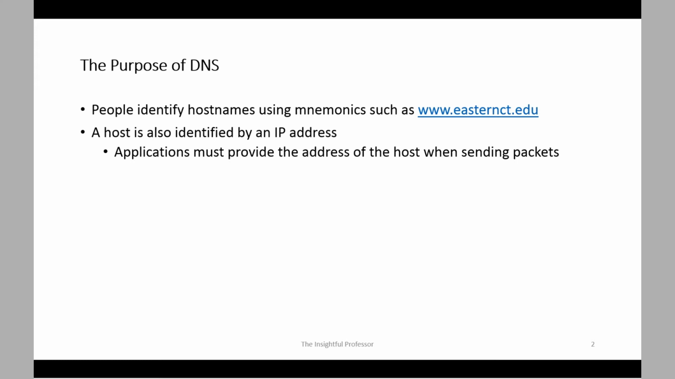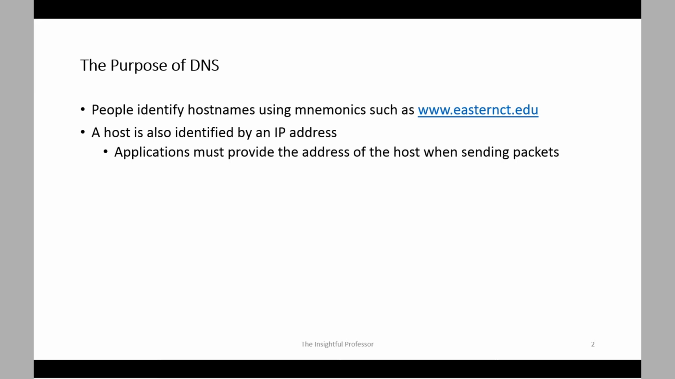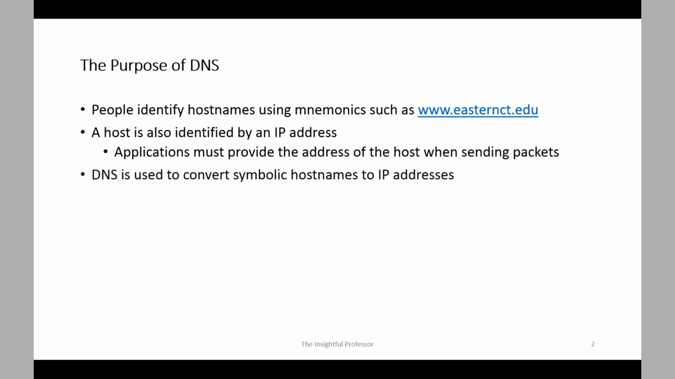Even when the host name includes something like a country code, as in rackspace.co.uk, this simply tells that the host is probably somewhere in the United Kingdom. Now, while people prefer the mnemonic identifier, network core devices, such as a router, prefer the IP address. So one of the services provided by DNS is to convert the symbolic host names to the IP addresses.